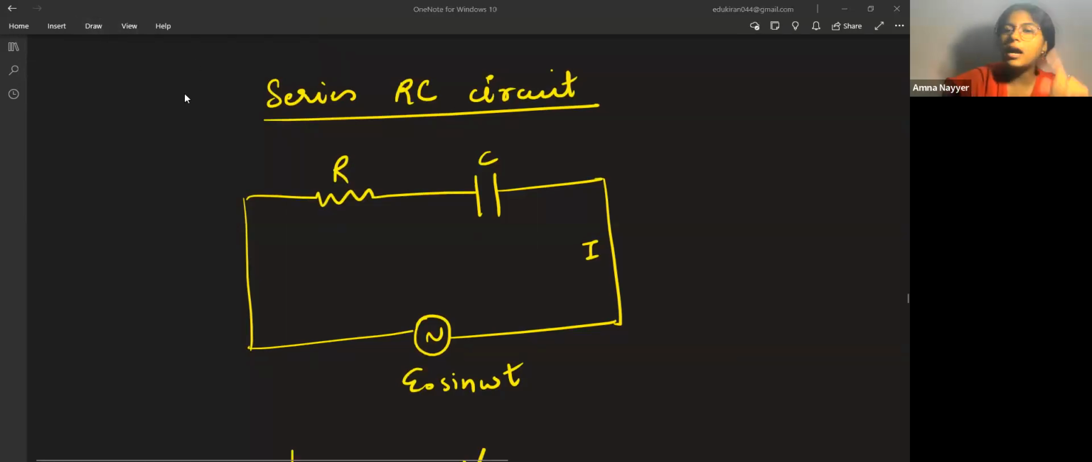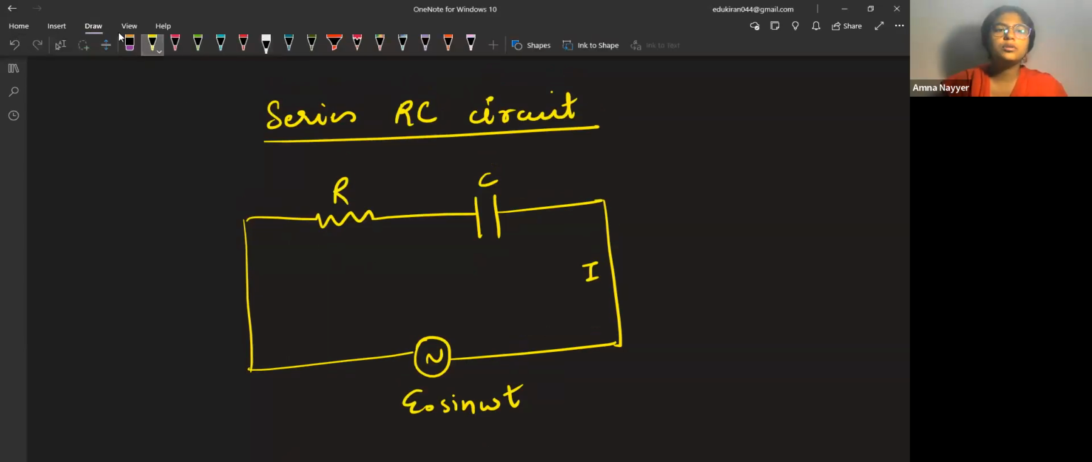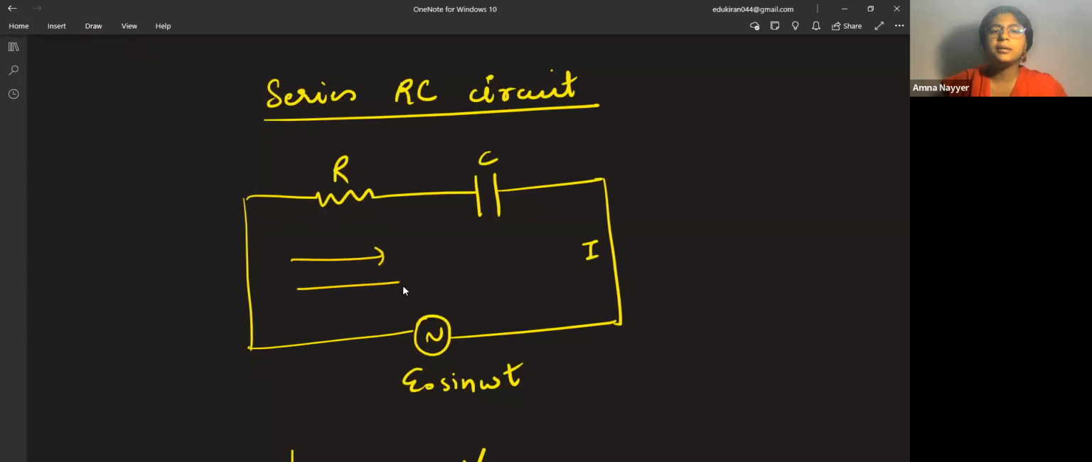Now coming to the RC circuit. This time the inductor is not present, only the resistor is there. We won't devote so much time to this. In a resistor, both current and voltage are in the same phase. Here, in the capacitor, the current is leading the voltage by pi by 2.